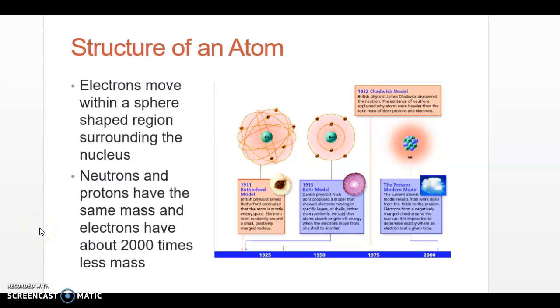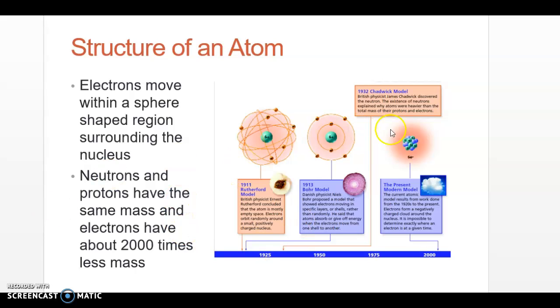Okay, so here's a little bit more about the structure of the atom. The electrons move within a sphere-shaped region surrounding the nucleus. It's like a three-dimensional thing. It's hard to imagine without actually seeing something that small, but they are very three-dimensional in the way the electrons spin around the outside. Neutrons and protons have about the same amount of mass, but electrons have about 2,000 times less mass than the protons and neutrons. So that tells you a little bit more.